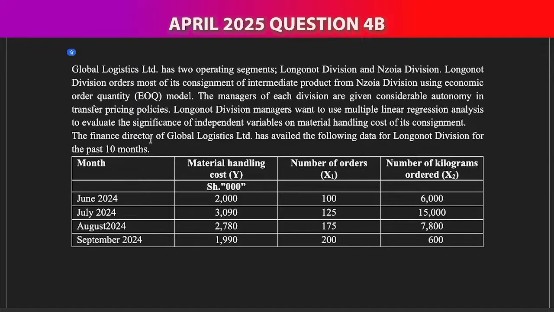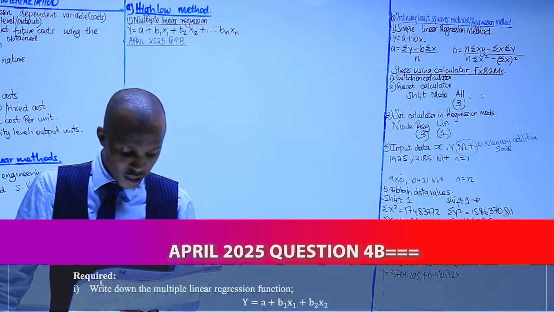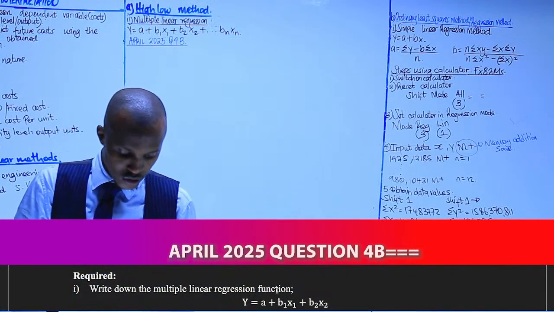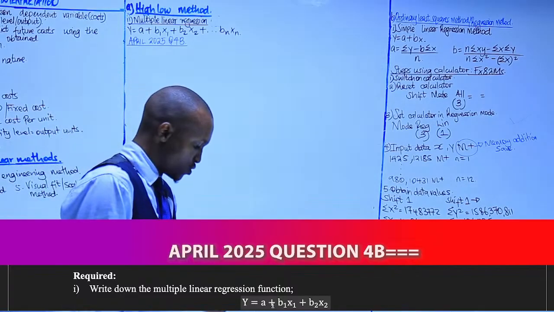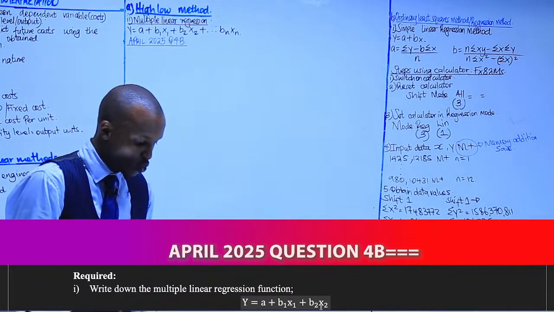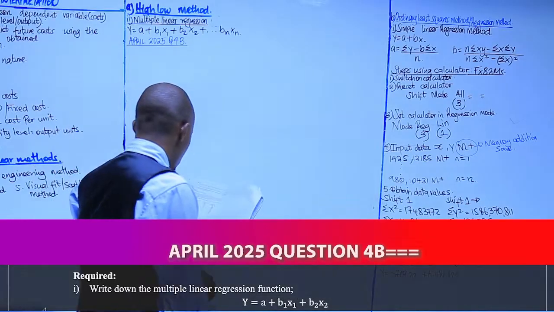And they also say the finance director of Global Logistics has availed the following data for Longonot Limited for the past 10 months. You have your month, your material handling cost is Y, number of orders is X1, number of kilograms is X2. The computer output is as follows, so you have that note number 1. Then analysis of variance table as number 2. And number 3, then required, write down the multiple linear regression function of y is equals to a plus b1 x1 plus b2 x2. So allow me to copy this table.